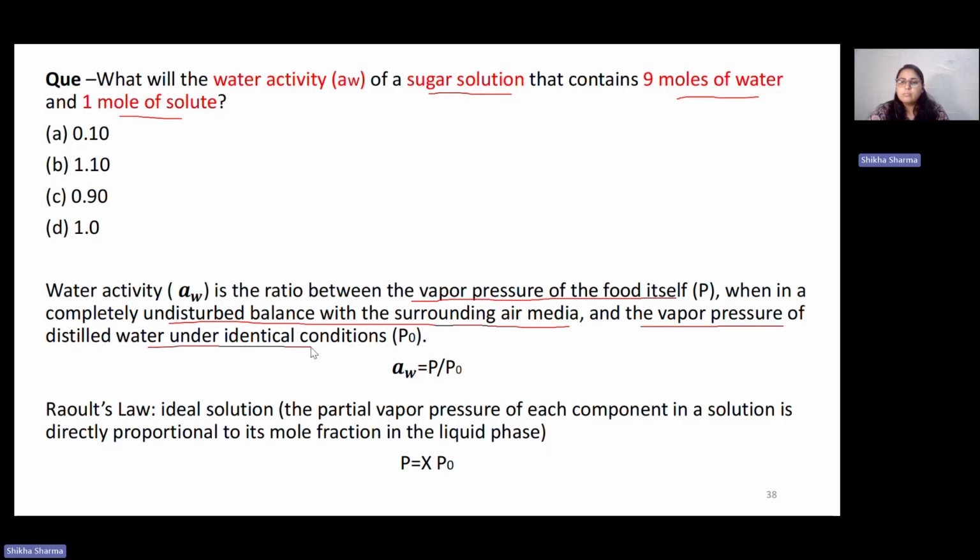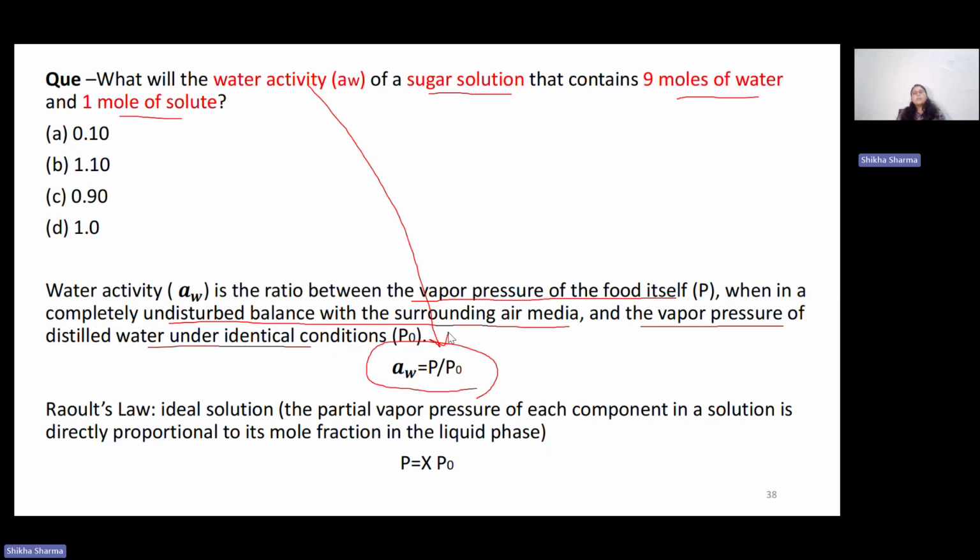So water activity is P by P naught, which is vapor pressure of the food divided by vapor pressure of the distilled water. So in this question, we need to find the water activity of the sugar solution that contains 9 mole of the water and 1 mole of the solute.